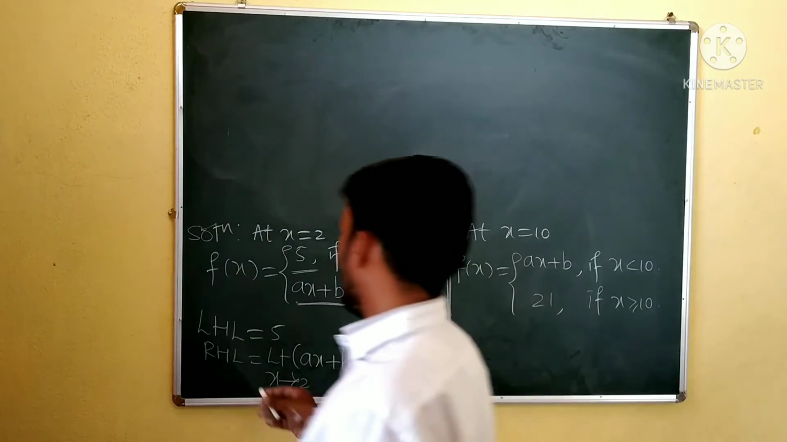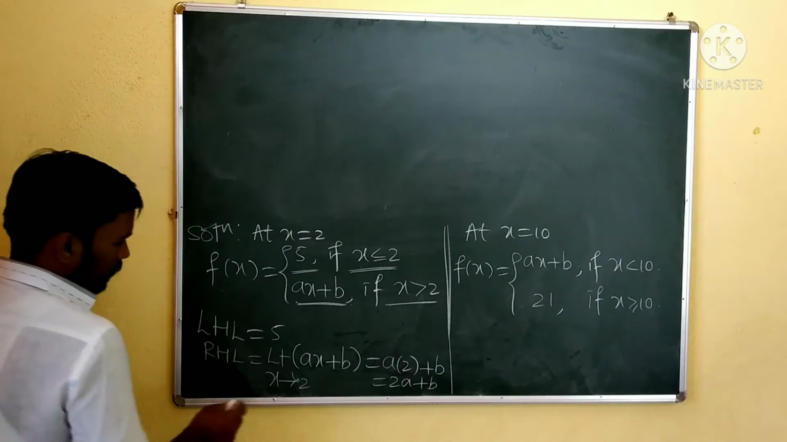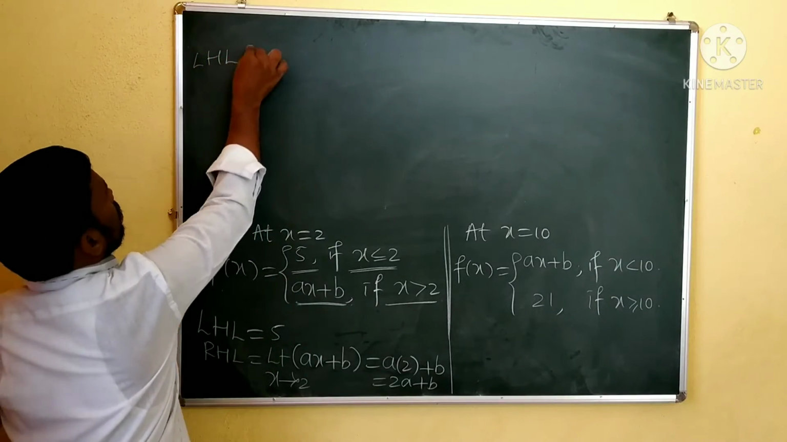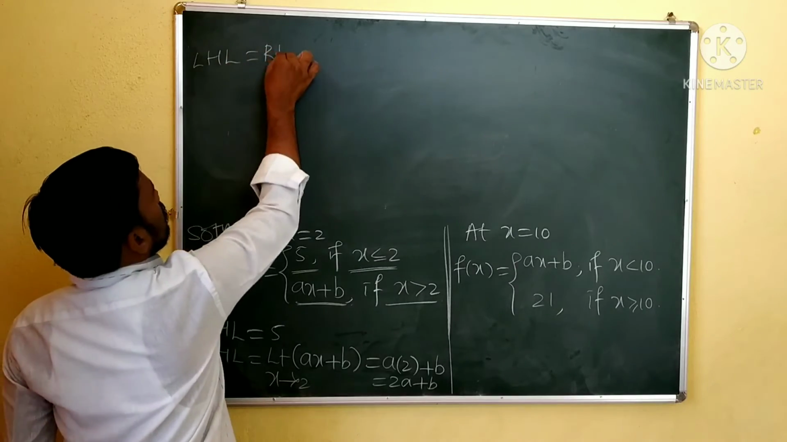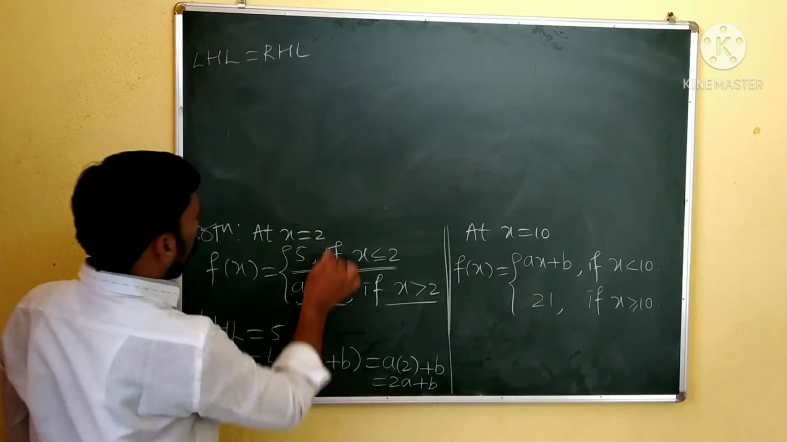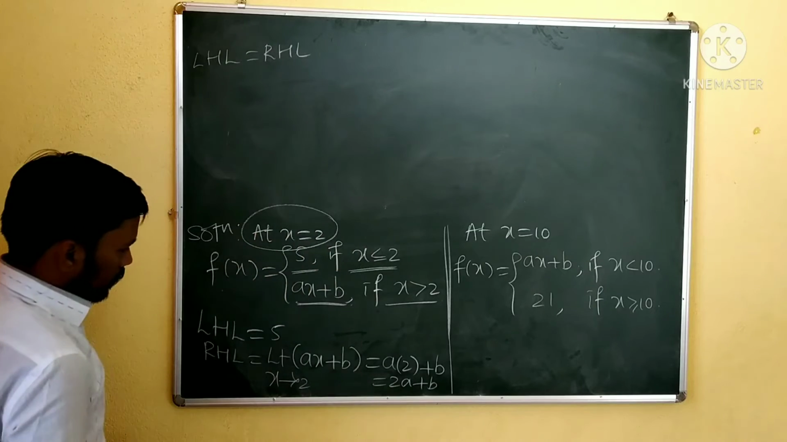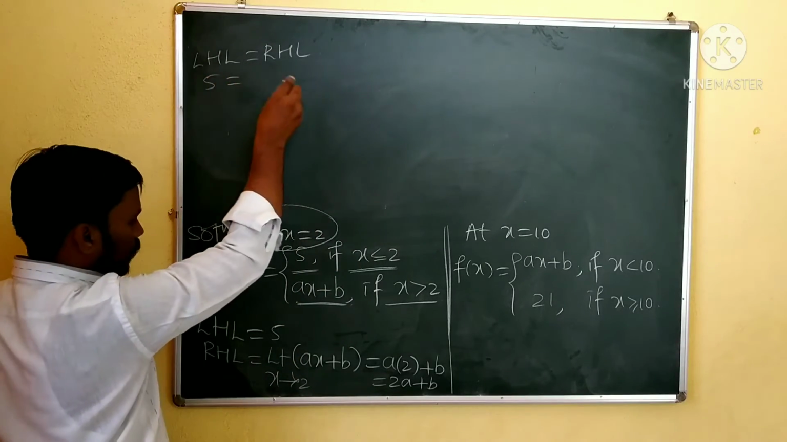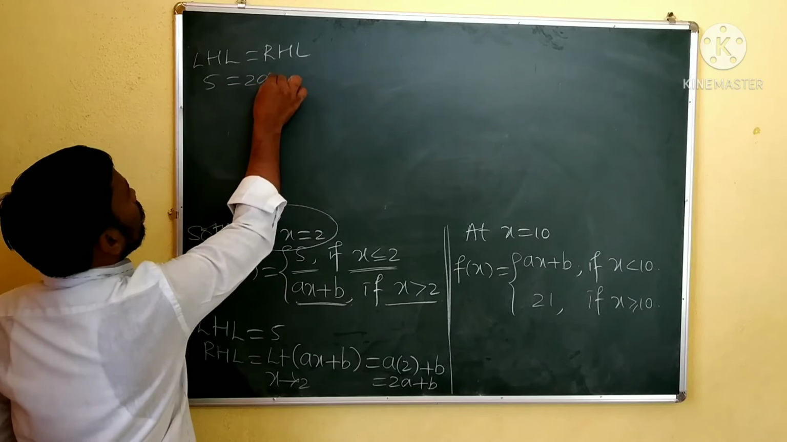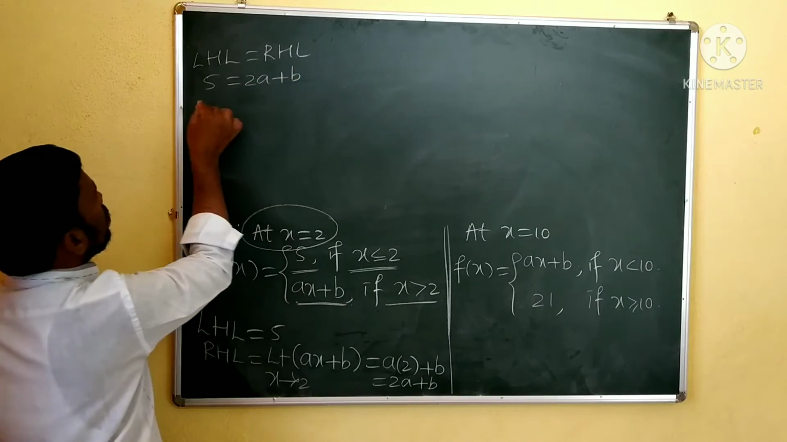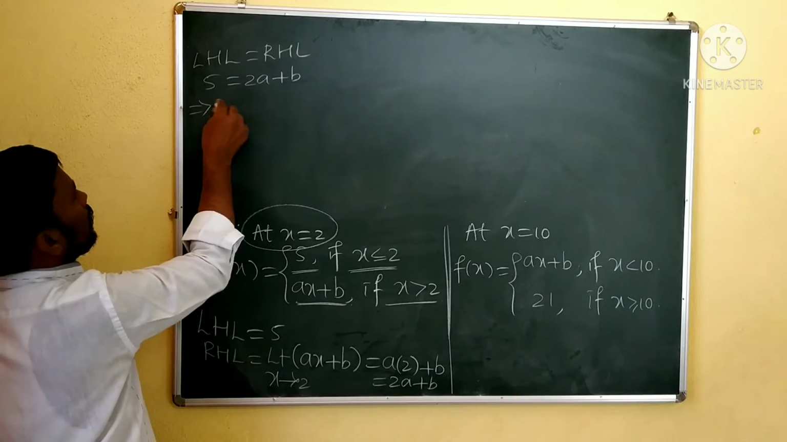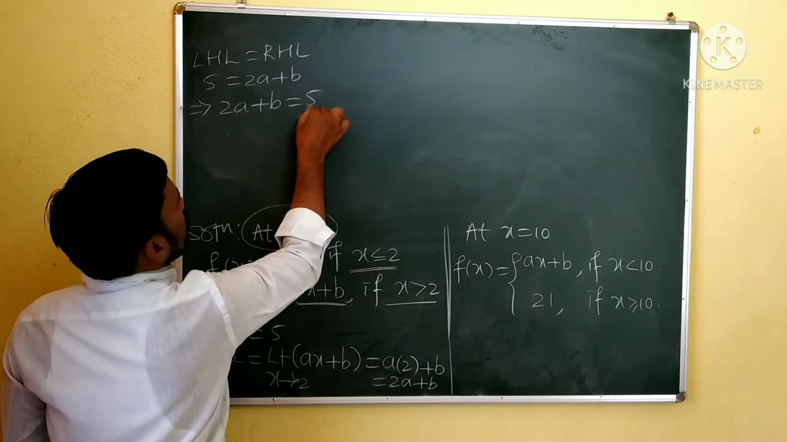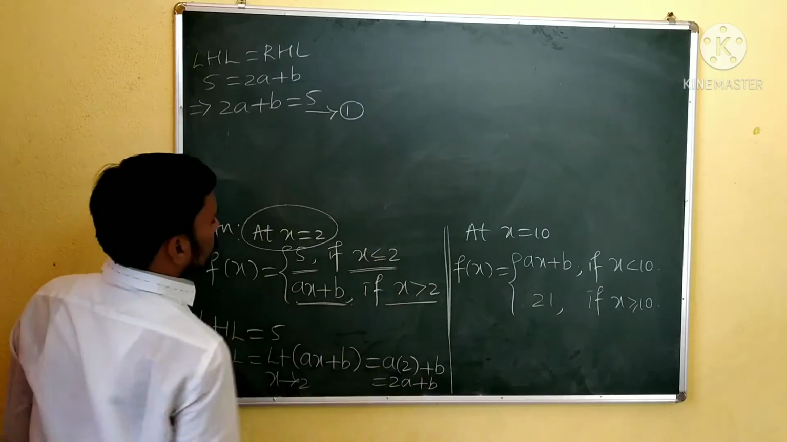Just by equating left hand limit value and right hand limit value, LHL is equal to RHL at the limit point 2. So what is the left hand limit value? 5 is equal to 2A plus B, which can also be written as 2A plus B is equal to 5. That is equation number 1.